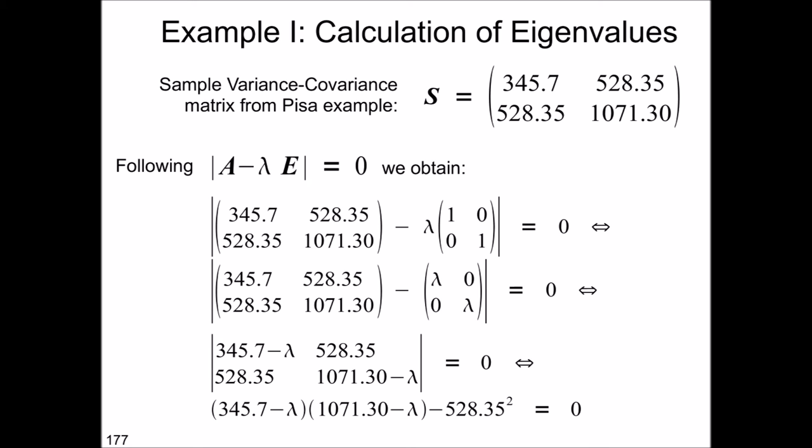So we may do the matrix calculation. So we have 345.7 minus lambda and 1071.3 minus lambda, and the determinant of that equals zero. Now for small determinants we can calculate the determinant by hand, and it is done here as A times D minus B times C. Have a look at the notes to the slide to understand what A, B, C and D are in our case. So A times D is the top left element multiplied with the bottom right element, minus B times C, so that means 528 squared.